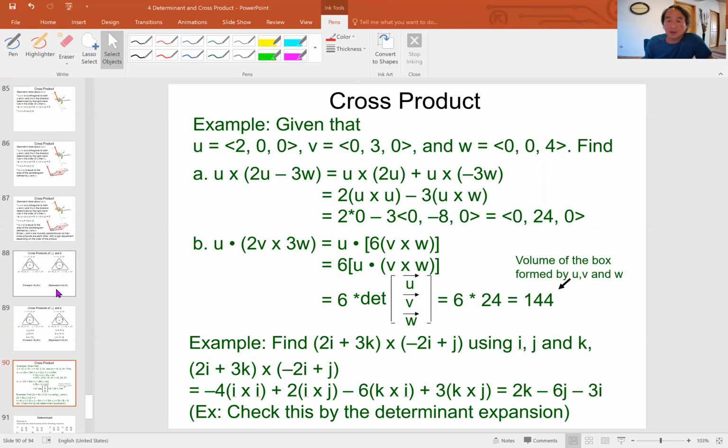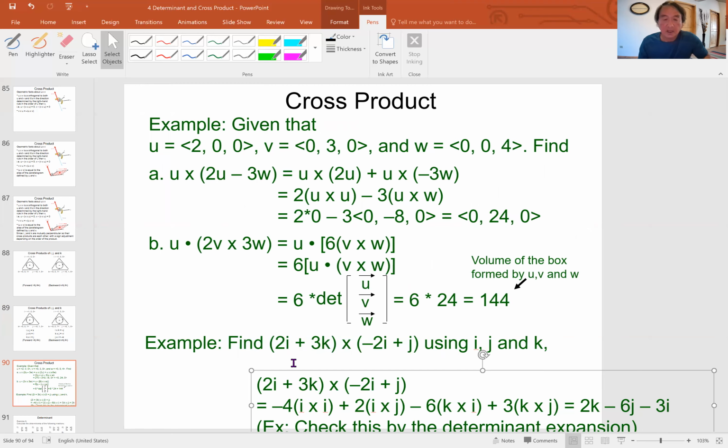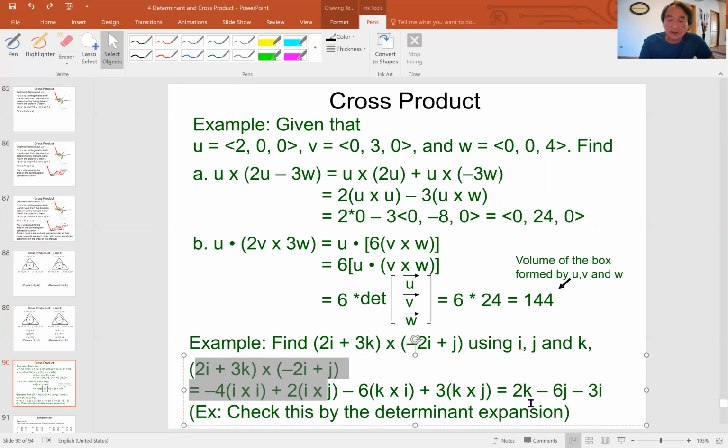Here are some computations of the cross product. In particular, the bottom one is an example of how to use i, j, k to do this calculation purely algebraically, expanding as opposed to using determinants. I'll let you read this particular example. The calculation is pretty straightforward.